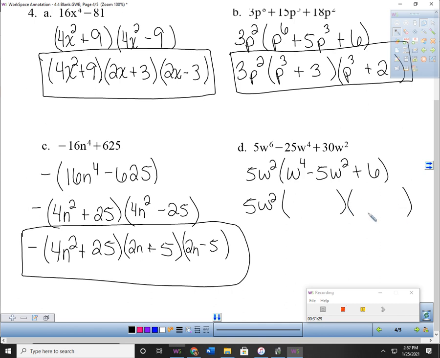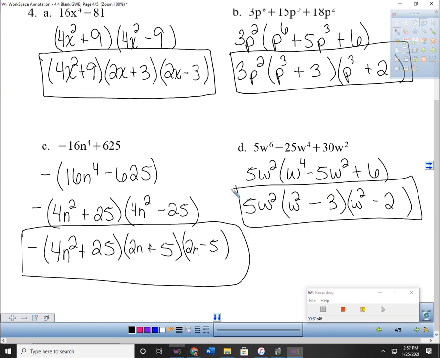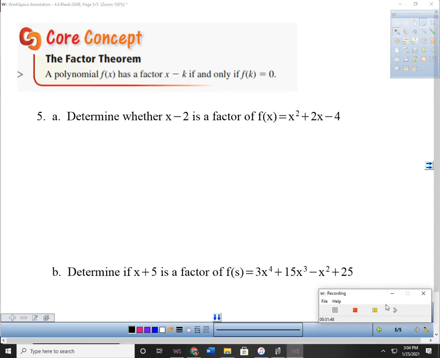We'll have two minus signs, w squared and w squared. And what multiplies to make 6 and adds to make 5? 3 and 2. And neither of these are two perfect squares, or cubes. So I'm done there. All right, so this is going to be almost like a throwback to division.